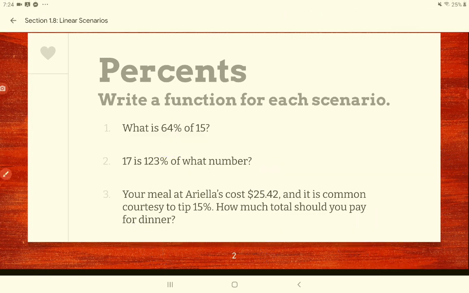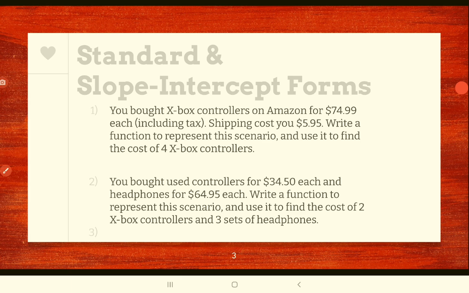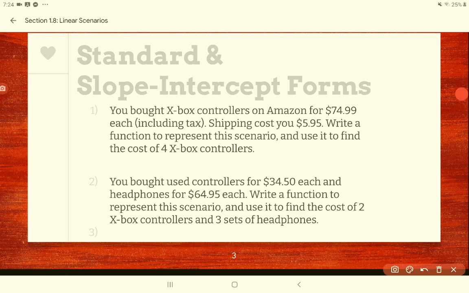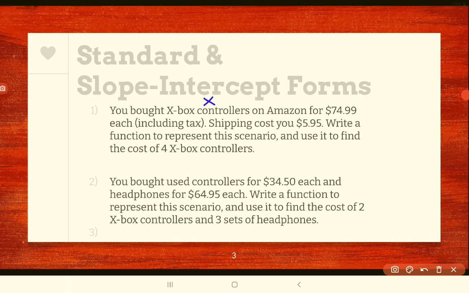They're linear equations. All right, our next example deals with two different forms that you can see when you're dealing with linear equations. We'll talk a lot more about what those mean when we get to the next lesson, but for now, just so you've seen both forms. Question 1. You bought Xbox controllers on Amazon for $74.99 each, including tax. So here's the thing. We're going to go ahead and say, since we're dealing with Xbox controllers, we're going to use an x to stand for that. Shipping cost you $5.95. Write a function to represent this scenario and use it to find the cost of 4 Xbox controllers. So how would you write a function for the cost?